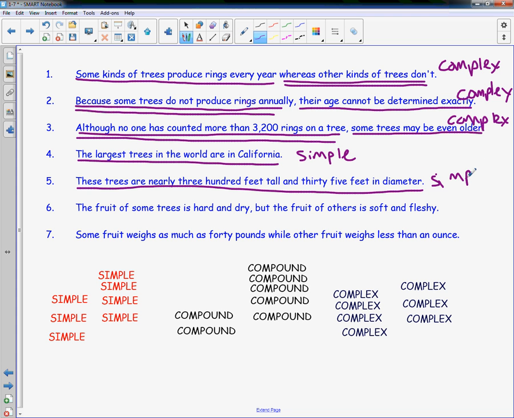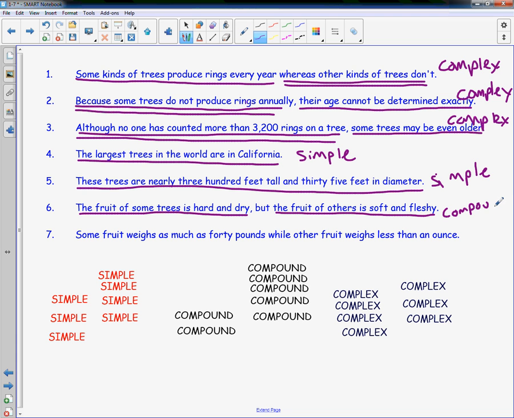Number 6, the fruit of some trees is hard and dry, but the fruit of others is soft and fleshy. Well, if I put my finger on and, the fruit of some trees is hard, but dry, but the fruit, that doesn't make sense. But if I put my finger on but, the fruit of some trees is hard and dry, the fruit of others is soft and fleshy. Both of those sentences make sense, so this is compound.